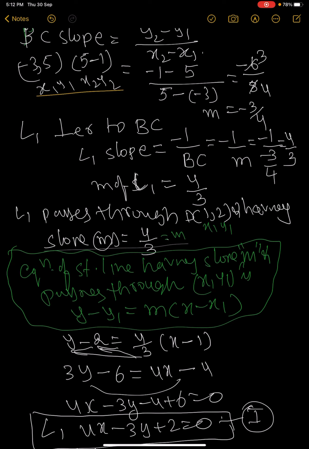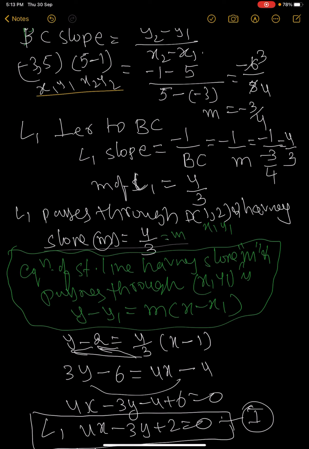L1 passes through the point (1, 2) and has the slope 4 by 3. We have the point-slope form. We know that the equation in point-slope form is y minus y1 is equal to m times (x minus x1). This formula we can use to find the L1 equation.